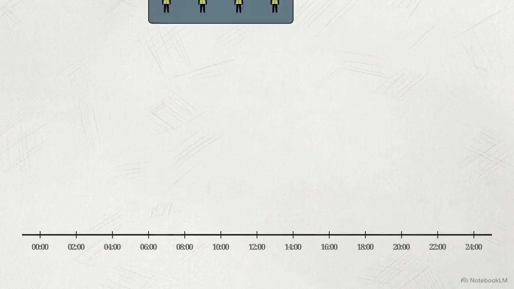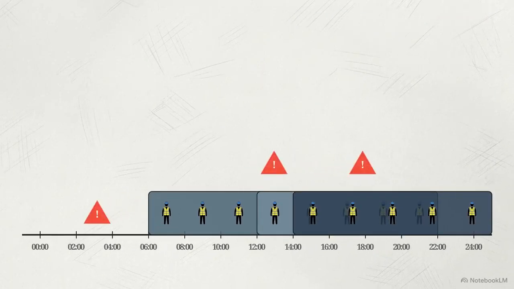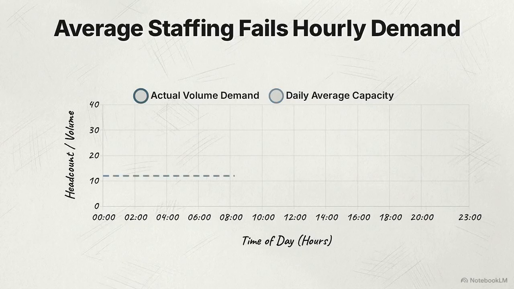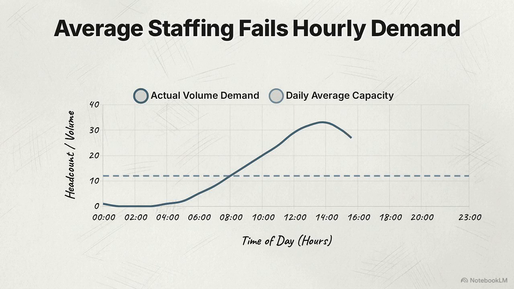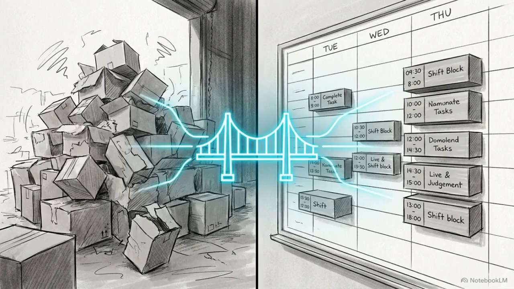It has to be procured in rigid, fixed blocks, usually 8 to 10-hour shifts governed by labor laws, rest days, and human fatigue. If a site manager attempts to solve this mismatch by calculating headcount against a daily average volume, they will fail. They will be severely understaffed during the afternoon rush, breaching service level agreements, and overstaffed at midnight, burning through the budget. Bridging the gap between liquid demand and rigid capacity requires sales and operations planning.